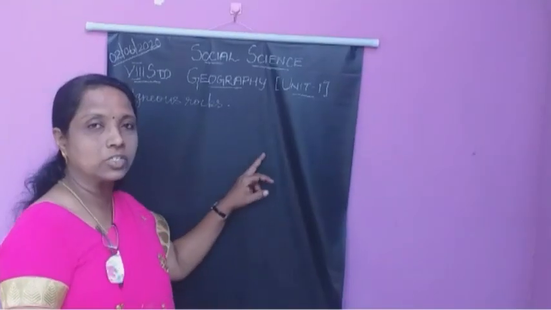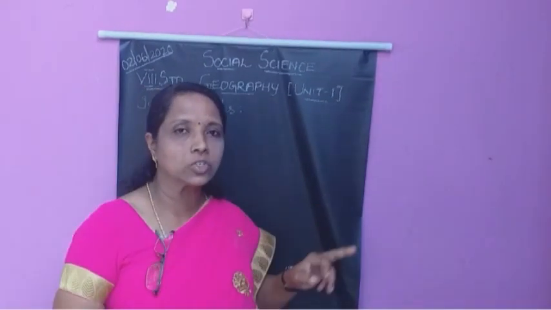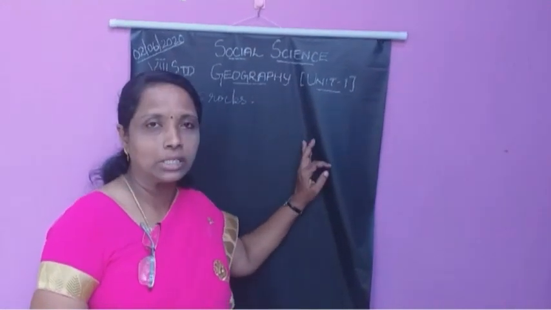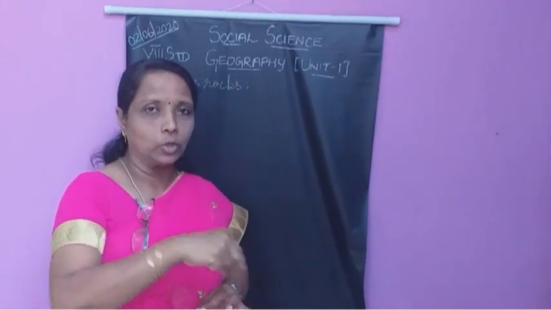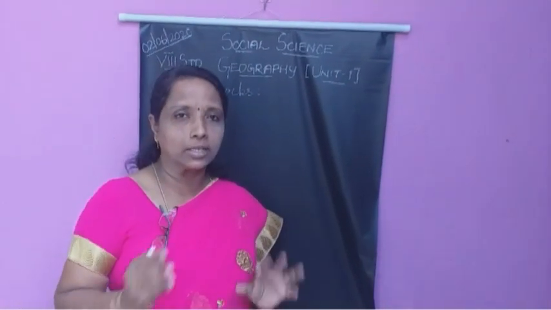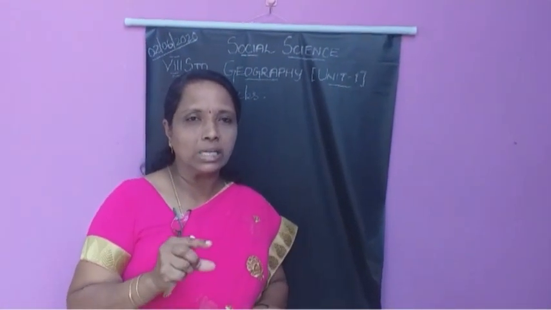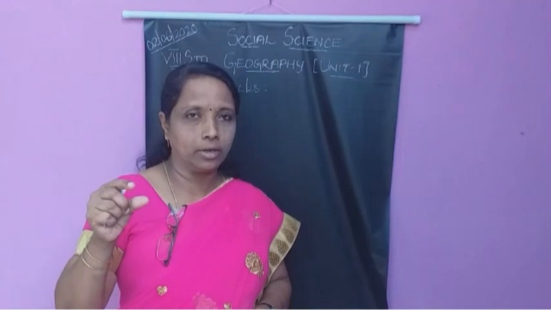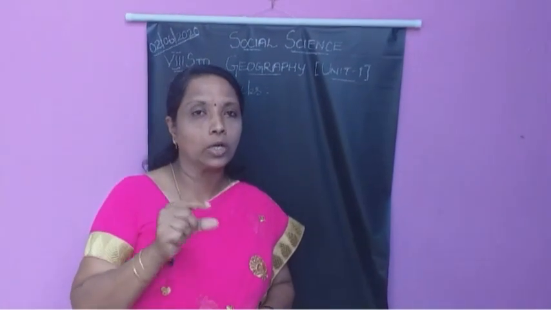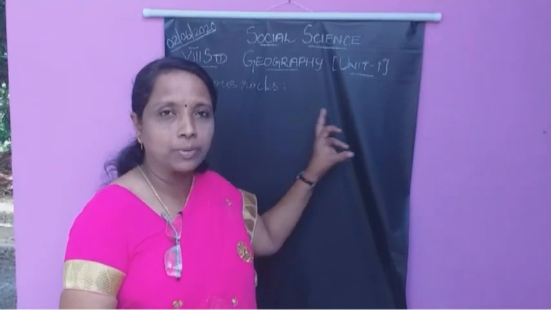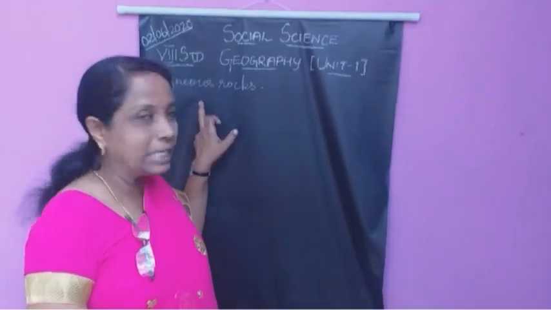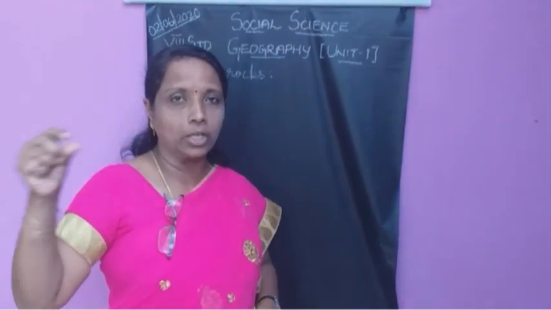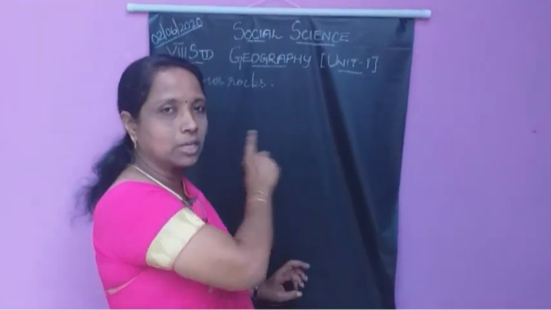Igneous rocks are formed by the solidification of molten magma. Solidification means changing of some liquid into solid state or gas into solid state. Molten means melted form. Magma means it is a hot liquid rock. So what is the meaning? Igneous rocks are formed by the solidification of molten, melted, hot liquid rock. That is how igneous rock is formed.